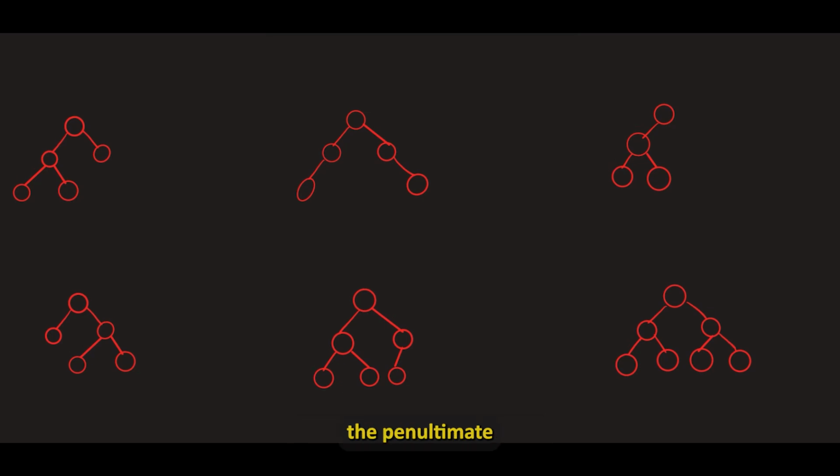In this tree, the penultimate level is fully filled and the last level is filled from left to right. So this is a complete binary tree. In this tree, the penultimate level is completely filled, but the last level is not filled from left to right as we don't have these nodes. So this is not a complete binary tree. In this tree, the penultimate level itself is not completely filled as we do not have this node. So this is not a complete binary tree.